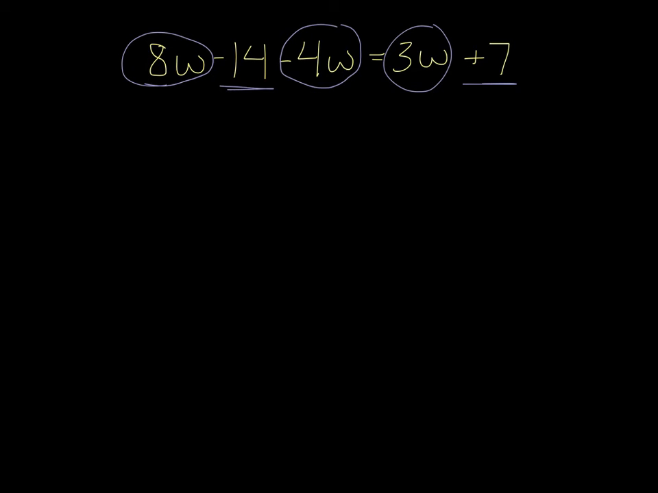Now, again, there are different first steps, but I'm going to first combine these like terms. 8w minus 4w. Well, that's 4w. I'm going to leave that minus 14 equals 3w plus 7. So now this problem looks like the other problem that we just did. So what I want you to do is try out solving it from here on.